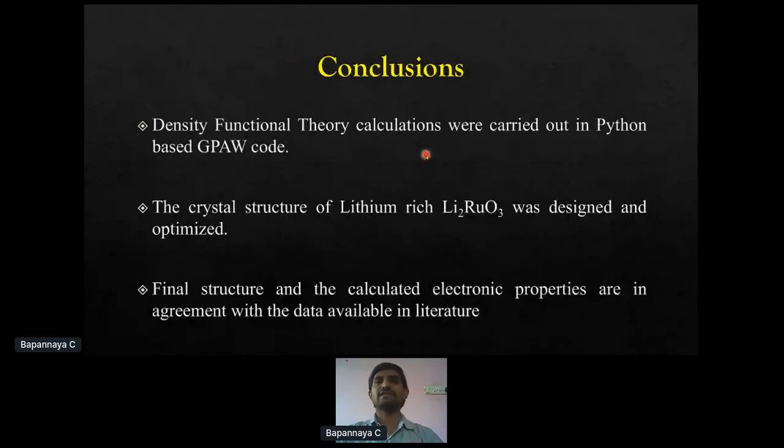And so we have studied density functional theory calculations in the Python based GPAW code, and the crystal structure was optimized, and the calculated electronic properties are in good agreement with the data available in the literature. Thank you very much. Thank you for listening.